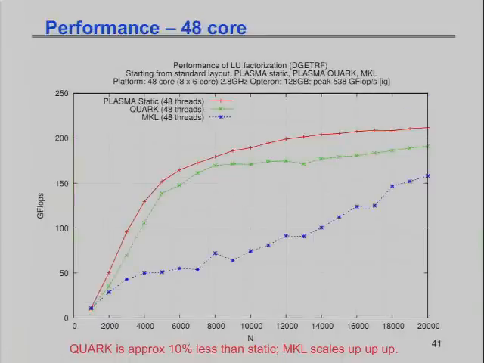So one more experiment, where I go up to 48 cores. This is all shared memory, and now MKL is struggling to keep all 48 cores busy, whereas the two DAG scheduling schemes are scaling much better. And what is the peak on this one? This is a 48 core machine, so 8 times 6, this is Opteron, and the peak is 538, and we're getting on the order of 200 out of that. Okay.